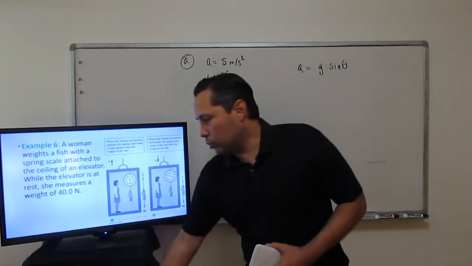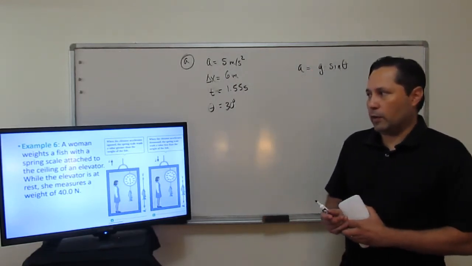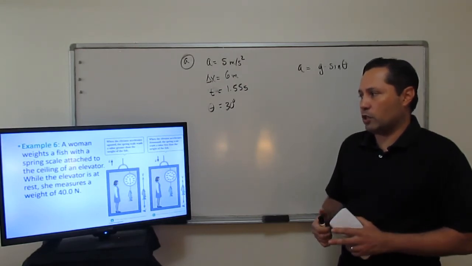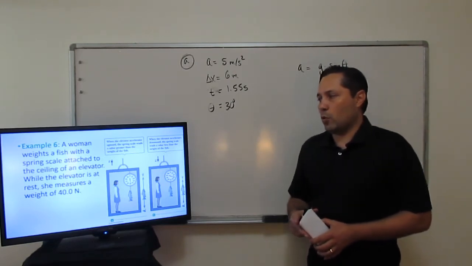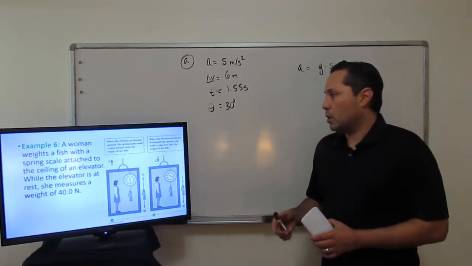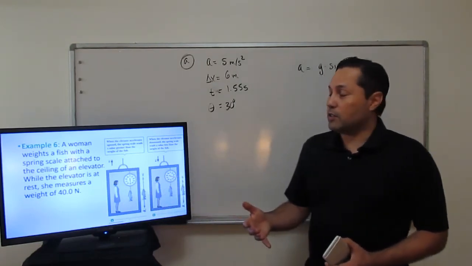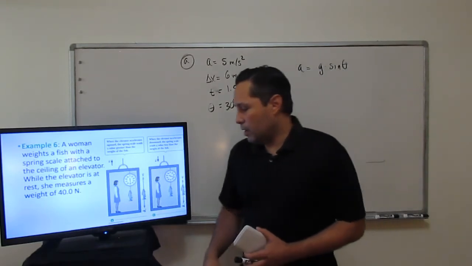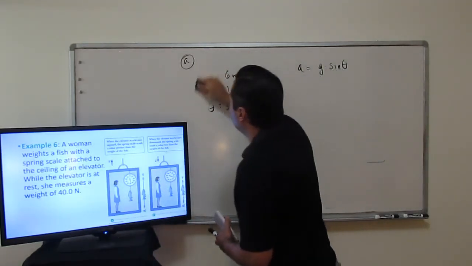Alright, example 6. On this problem they say the following. A woman weighs a fish with a spring scale attached to the ceiling of an elevator. While the elevator is at rest, she measures the weight to be 40 newtons. So there she is in an elevator weighing a fish. The scenario is a little bit strange, sure, but let's not worry about it. So it says it's 40 newtons. That is the weight of the fish.